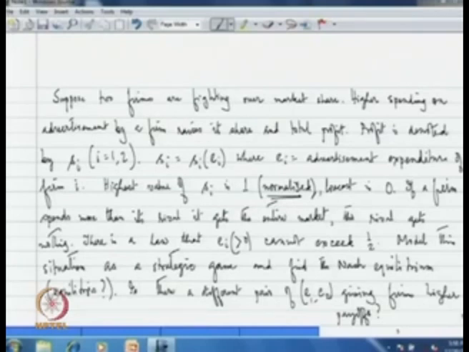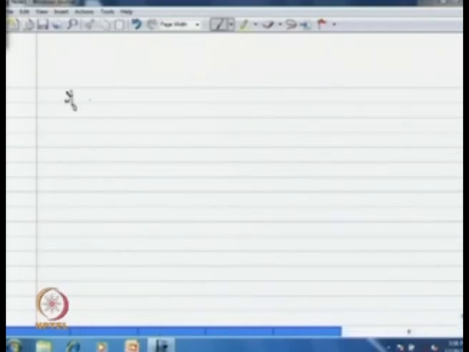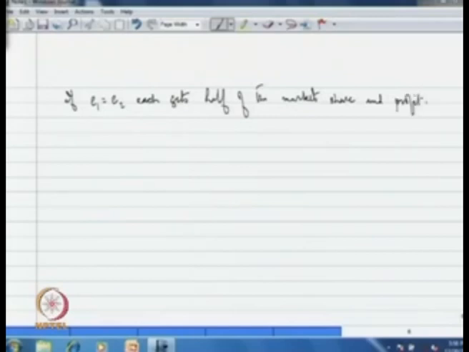If a firm spends more than its rival, it gets the entire market, the rival gets nothing. There is a law that EI cannot exceed half and it is greater than 0. Model this situation as a strategic game and find the Nash equilibrium or equilibria. Is there a different pair of E1, E2 giving firms higher payoff? One more point. If E1 is equal to E2, each gets half of the market share and profit.